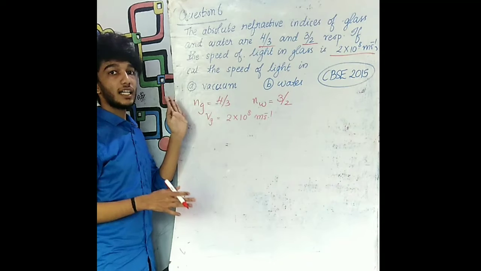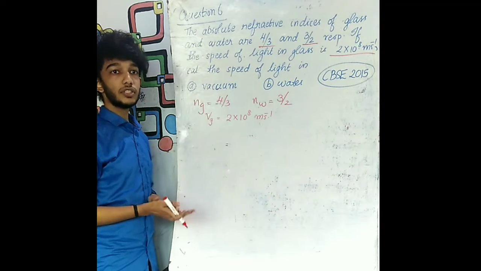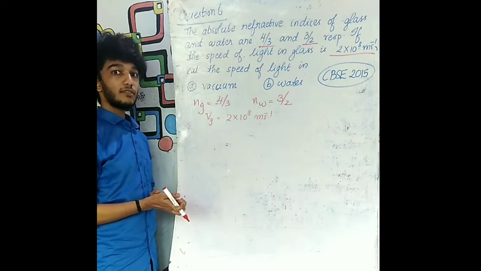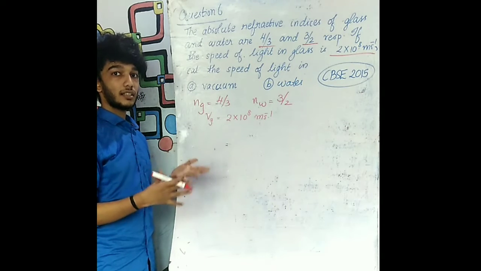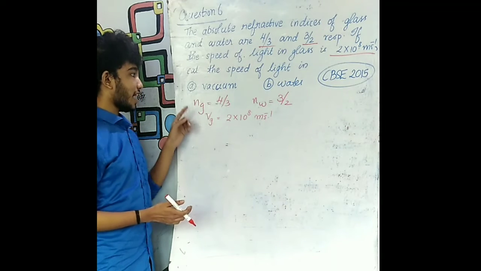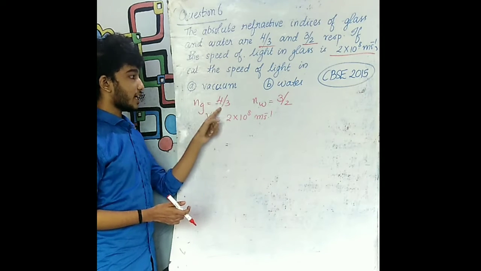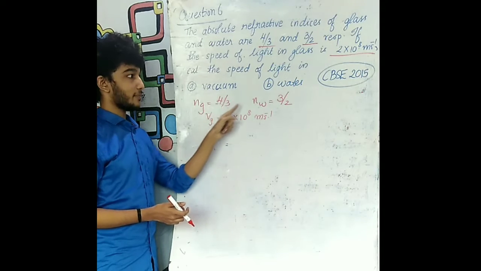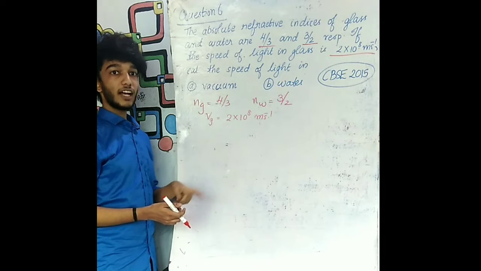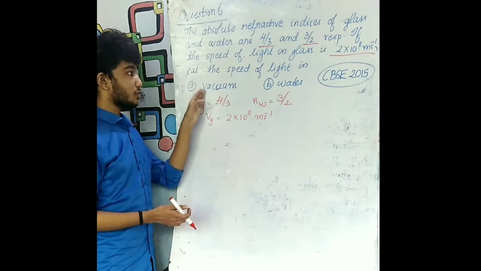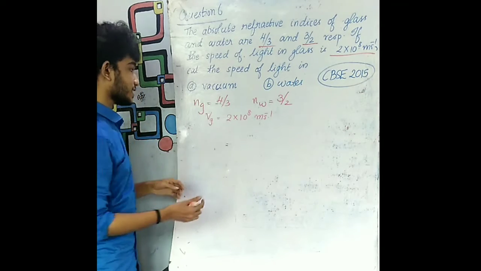But when a question is asked in this form, we are not supposed to write our answer directly as 3 into 10 raised to 8 meter per second. The answer will be approximately equal to that, but there may be variation because the question may have changed numerical values. Actually, notice this question here. Though it is asked by CBSE, here the refractive index of glass is given as 4 by 3. Actually, the refractive index of water is 4 by 3. So they can change the values and give in order to confuse us. So we should not directly write that the speed of light is 3 into 10 raised to 8. Let us calculate and see.